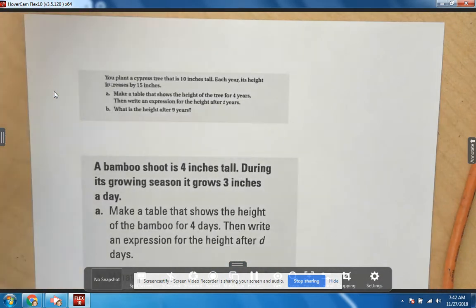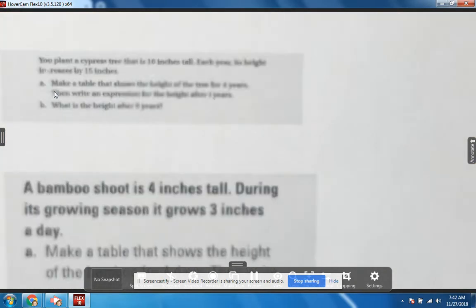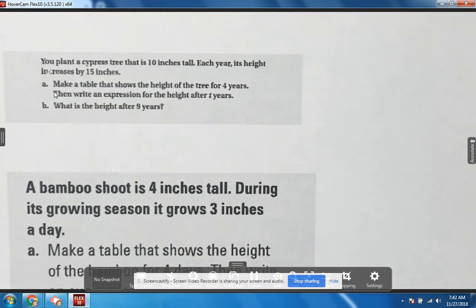This one is written very tiny for some reason. Let's see if I can zoom in a little bit. Okay. So you plant a cypress tree that is 10 inches tall, and each year its height increases by 15 inches. Make a table that shows the height of the tree for 4 years. Then write an expression for the height after T years. What is the height after 9 years?